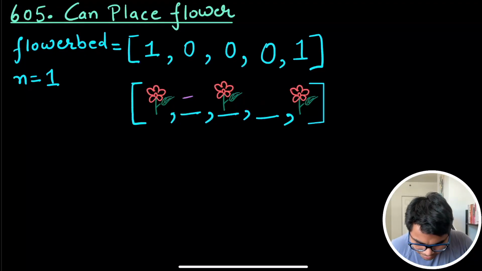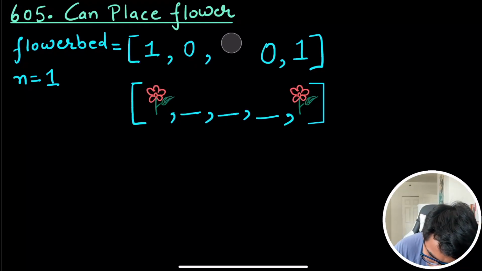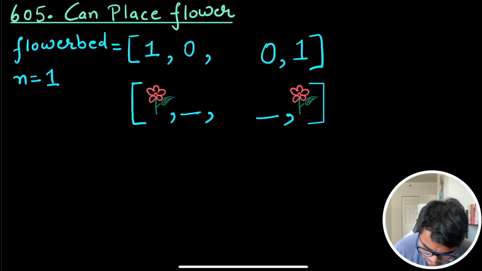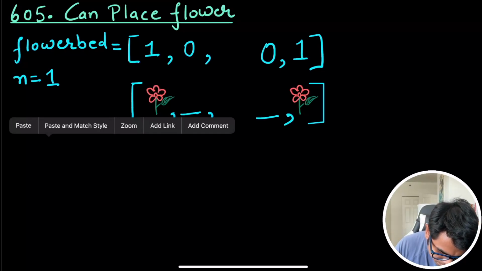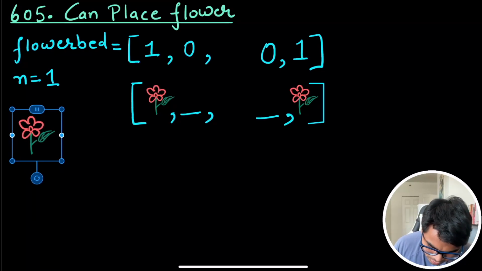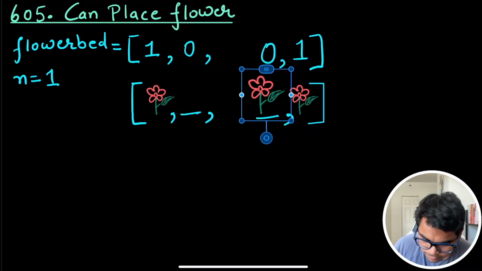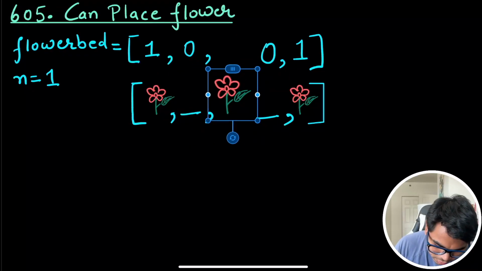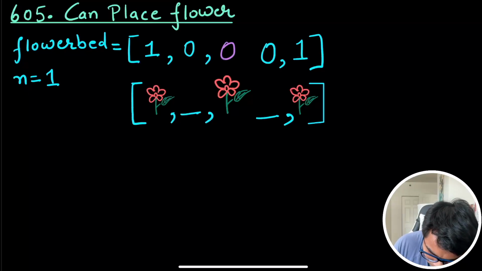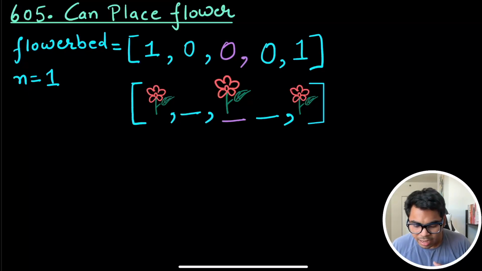But let's say if this didn't exist, then we cannot place this new flower, right? We cannot place this new flower, since placing it here will violate the rule and placing it here will also violate the rule. So in this scenario, we can only place this. So how are we going to do this?